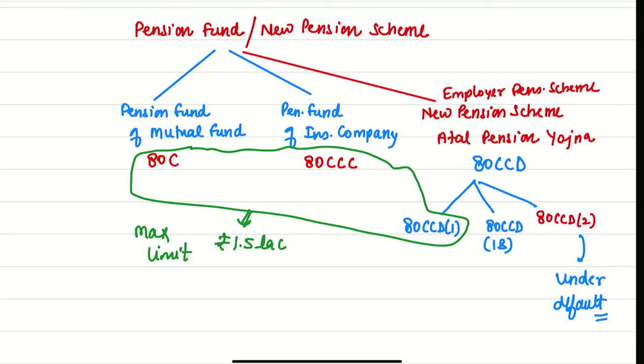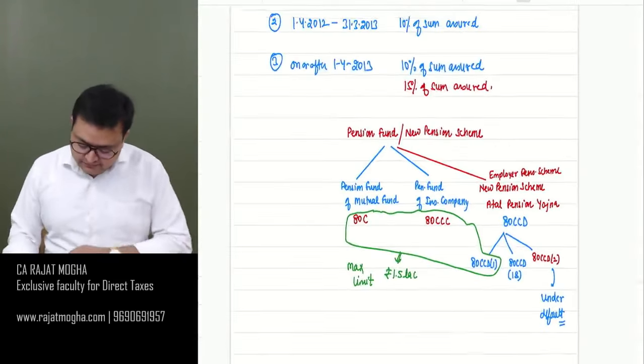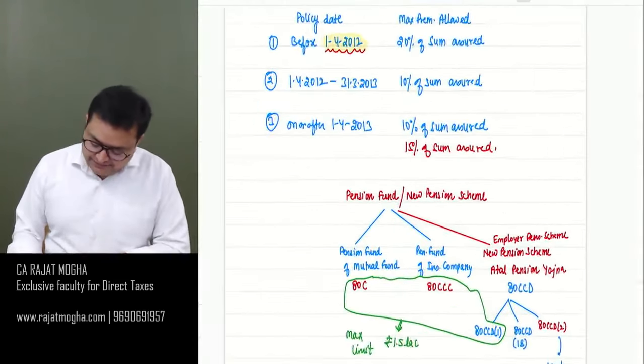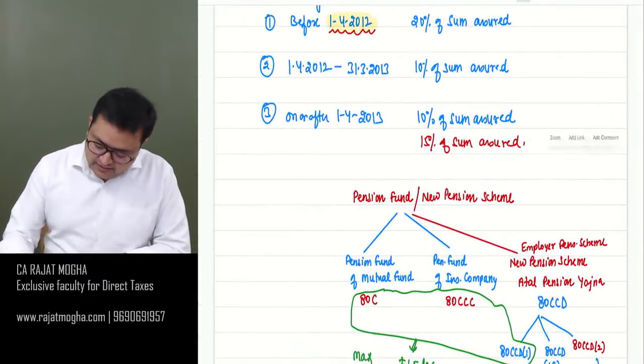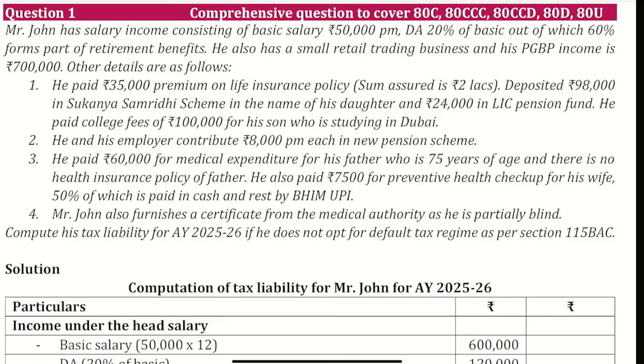Very good. Okay. Let's come to the question once again. He paid 35,000 premium on a life insurance policy. Sum assured is 2 lakh. So we understand 10% should be there. He deposited 98,000 in the Sukanya Samriddhi scheme, again 80C. Sukanya is 80C. 24,000 in LIC pension fund.